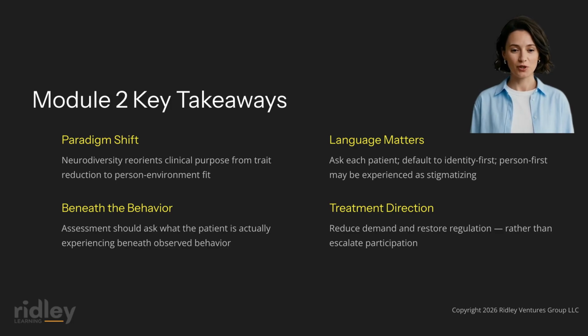Second, language choice isn't cosmetic. Ask each patient their preference, default to identity-first language when that preference is unknown, and recognize that many autistic people experience person-first language as stigmatizing even when it's well-intended. And third, camouflaging and autistic burnout are real, measurable phenomena with significant clinical consequences. Recognizing them changes both assessment by asking what the patient is actually experiencing beneath observed behavior, and treatment planning by asking how we reduce demand and restore regulation rather than escalate participation. With these foundations in place, we're ready to move forward into the clinical content that builds on them in the modules ahead.